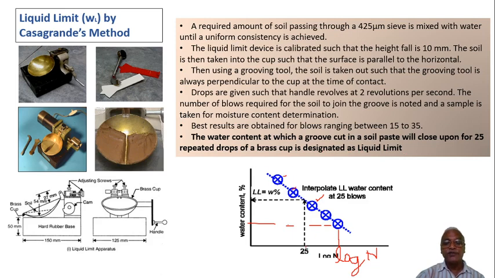Now what we should search for is, you go for 25 number of blows, go up, you reach the curve and then search for the water content. Whatever water content is there, that will be designated as liquid limit, LL or WL, so much of percentage. So that will be the liquid limit by Casagrande's method.